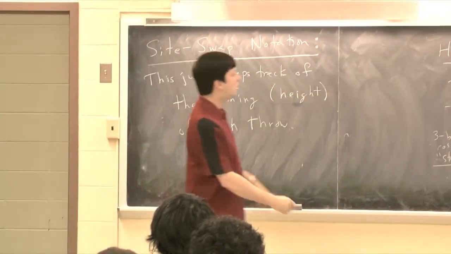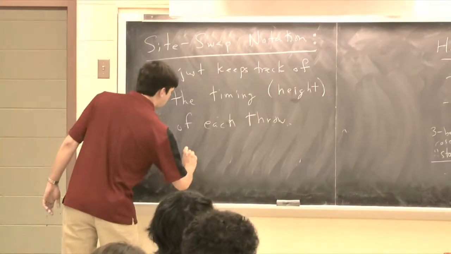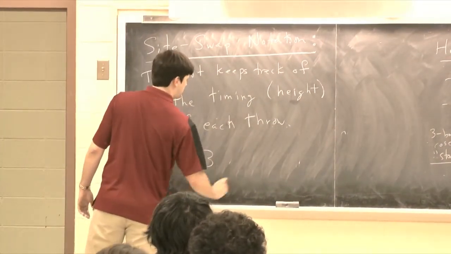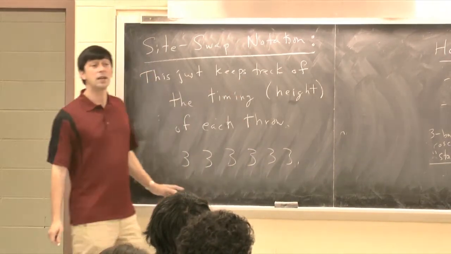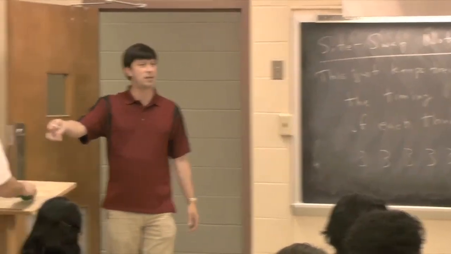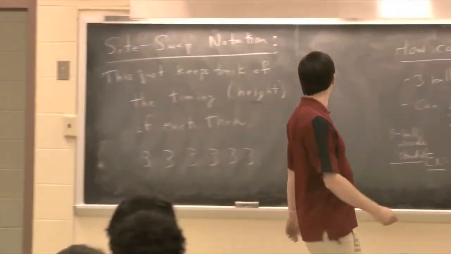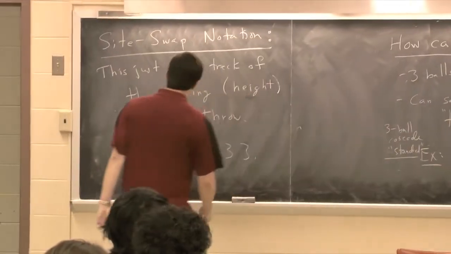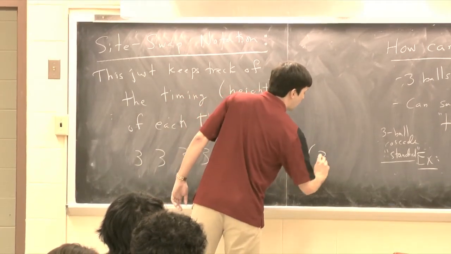Okay. So in this, for the three-ball cascade, you're throwing every ball with height 3. And that would be the site swap notation for the three-ball cascade, which you can do on a desk if you feel like it. Lots of ways to do it. So that's why this really describes a lot of different things. And because this kind of goes on forever, usually people just abbreviate this as 3.